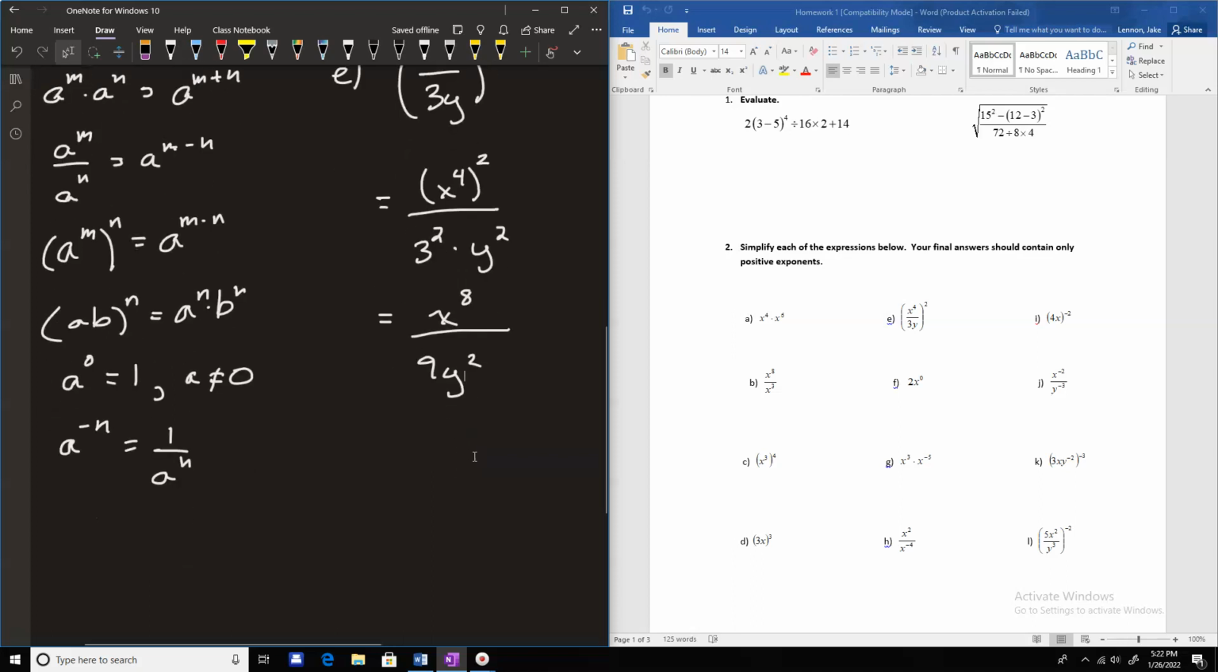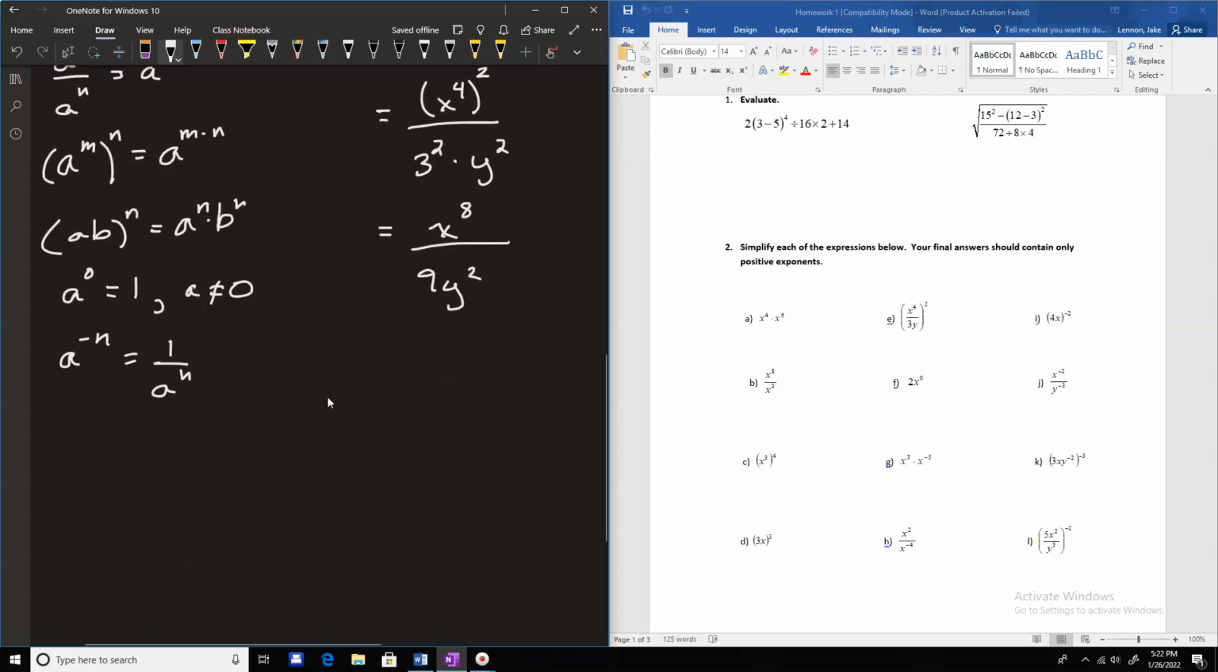One like j is actually kind of simple. x to the negative 2, y to the negative 3. Basically, this is a one-step problem because if the exponent is negative in one part of the fraction, it will be positive in the other part of the fraction. So y to the negative third is the same thing as y to the positive third on top, and x to the negative second is the same as x to the positive second on bottom.